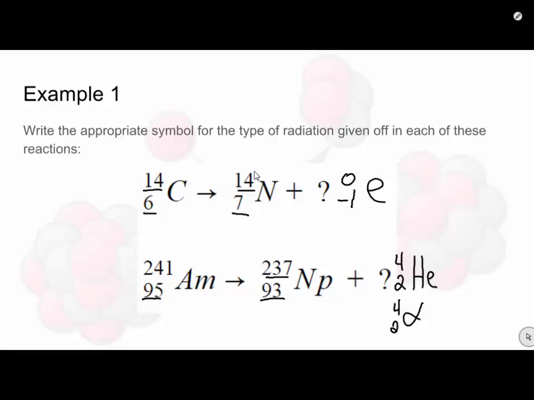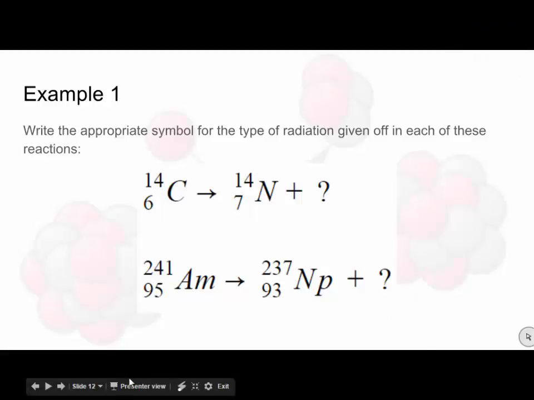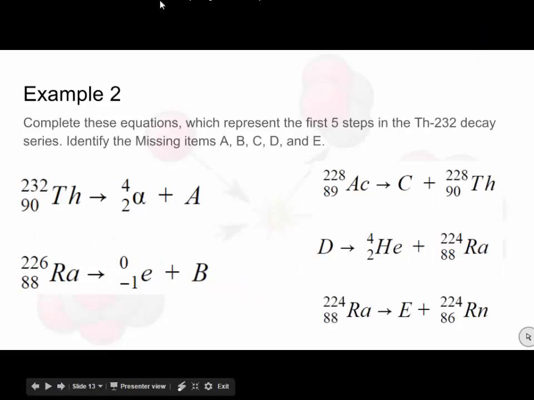Okay, let's try a couple more examples. For these ones, we want to complete these reactions representing the first 5 steps of the thorium-232 decay. We want to identify the missing elements A, B, C, D, and E. Again, for nuclear equations, we just want to make sure our atomic numbers and our mass numbers sum to the same thing on the left and right of the arrow.